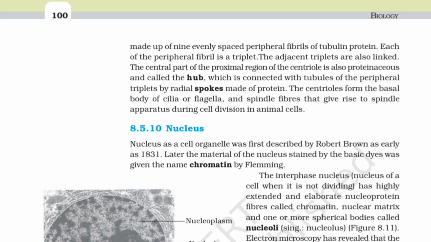The centriole forms the basal body of cilia or flagella, and spindle fibers that give rise to the spindle apparatus during cell division in animal cells.